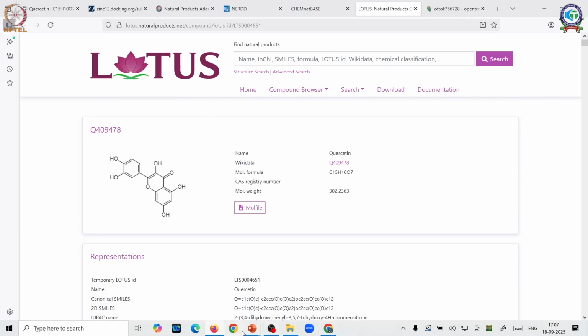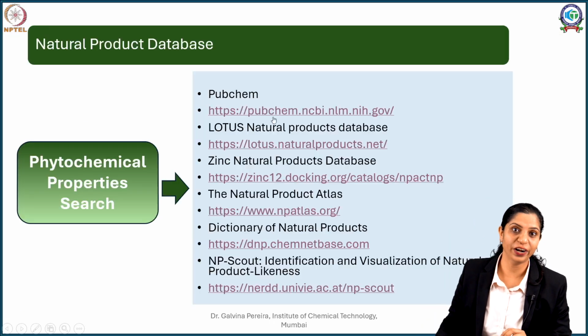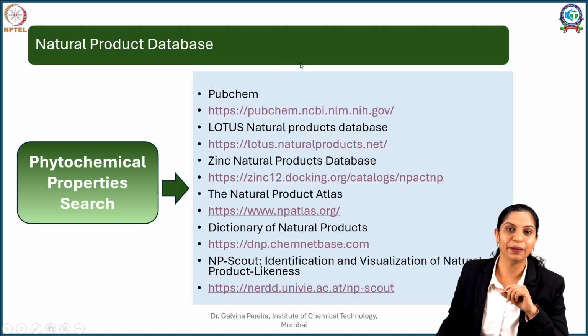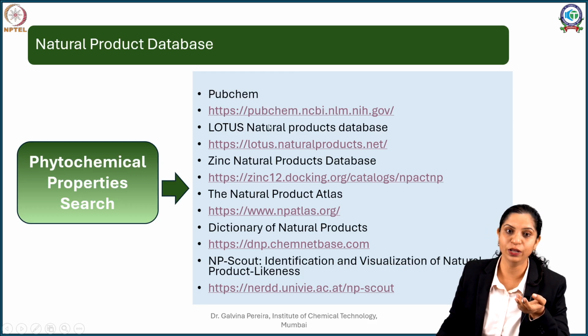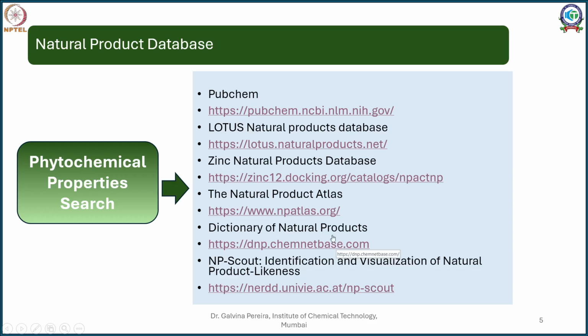So quickly summarizing it back. Today we learned how to use natural product databases to see the properties, both the physical as well as chemical properties of the drug. The software, or the web-based servers, include PubChem, the Lotus Natural Product Database, the ZINC databases, NP Atlas, the Dictionary of Natural Products, and NP Scout, which will help you predict the natural product likeness.